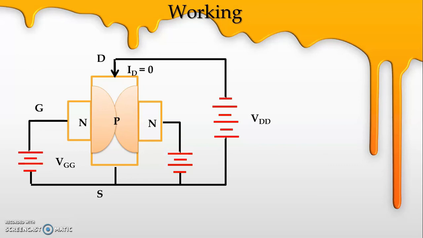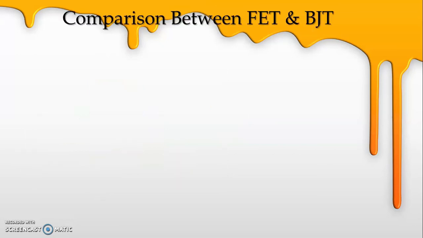So current through the channel is controlled by the application of voltage across the gate and source, and by reverse biasing the gate voltage. So this is all about the construction and working of a P-channel field effect transistor.